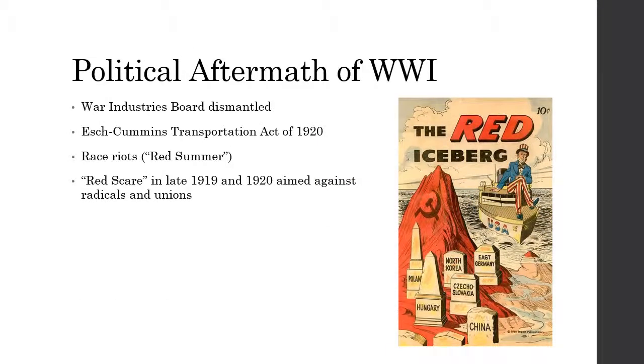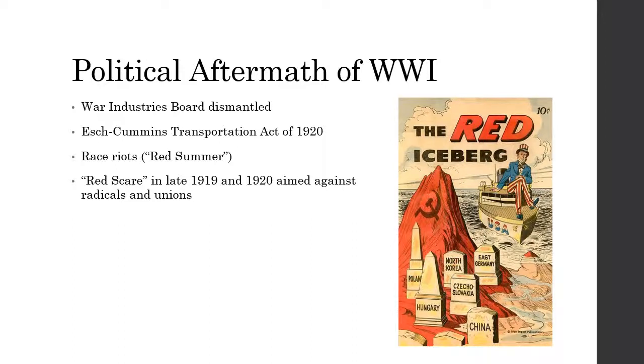So the aftermath of World War I. Remember that the War Industries Board had been created in the latter half of the war. It was created to streamline American production and create a better line of communication between wartime industries and the American military and politics, but it didn't really do its job very well, and it ultimately was seen as not useful. So it is almost immediately dismantled. The Esch-Cummins Transportation Act of 1920 is passed, and there is an increase in race riots.